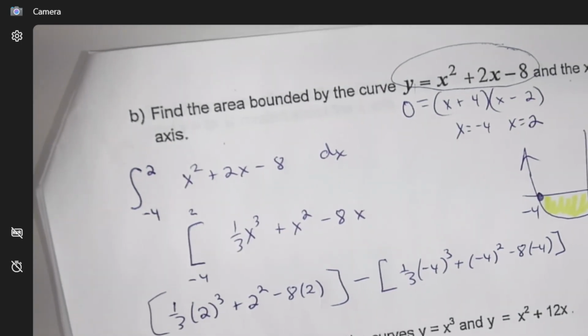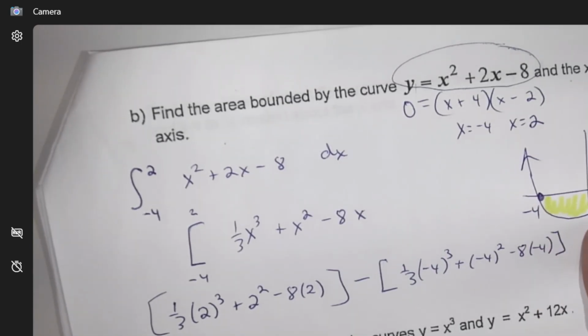So I'm going to predict that at the end of this, your answer is probably going to come out negative. Why do I think that's happening? Because this area is below the axis. So I bet you it's going to come out as a negative answer, and that's fine. We'll just change it to positive.